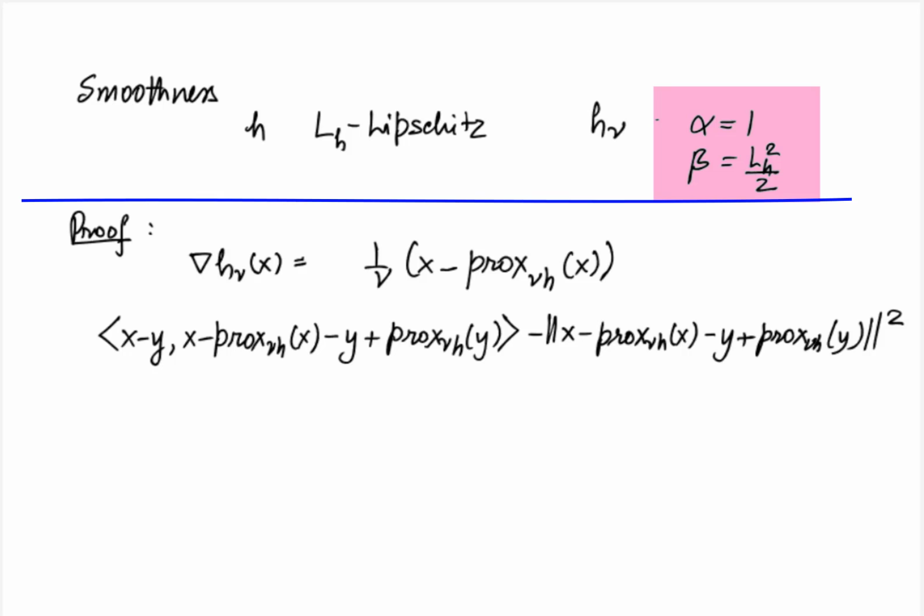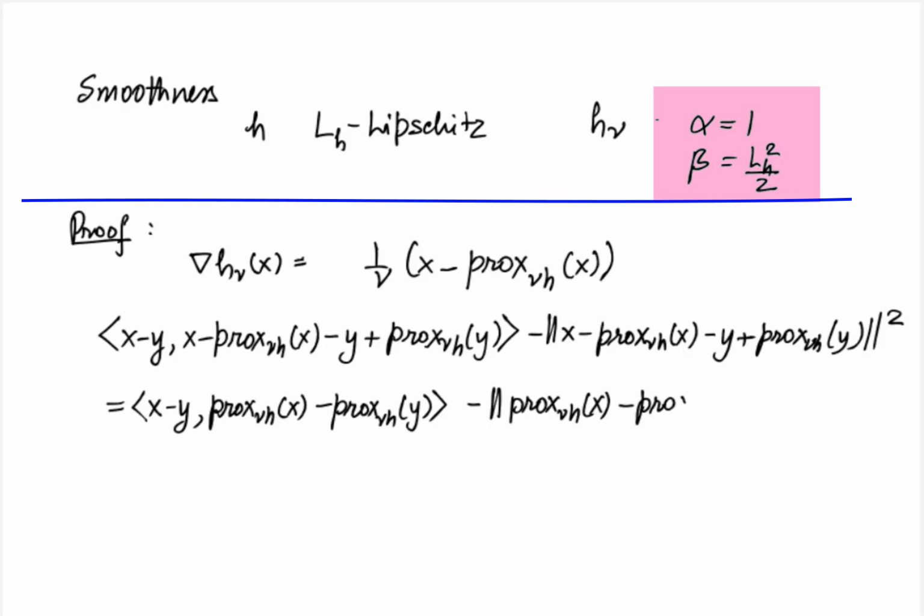But we can rewrite this quantity by expanding the norm and the inner product terms as the inner product of (x - y) with (prox_νh(x) - prox_νh(y)) minus the norm squared of (prox_νh(x) - prox_νh(y)). Now this quantity is greater than or equal to 0 because it is an implication of the firm non-expansiveness of the prox operator. So therefore we conclude that x minus prox with respect to νh of x is firmly non-expansive, which also implies that it is non-expansive and therefore Lipschitz with parameter 1.